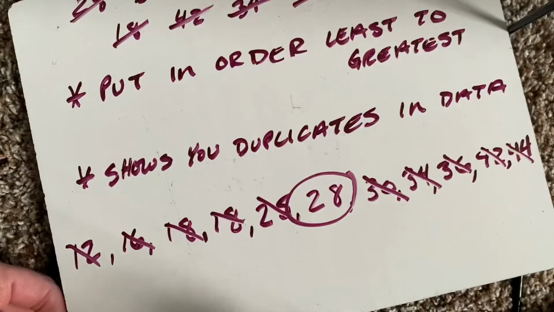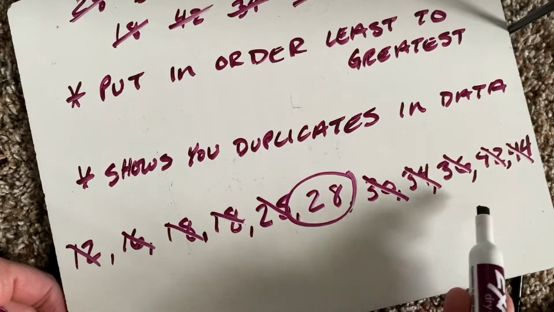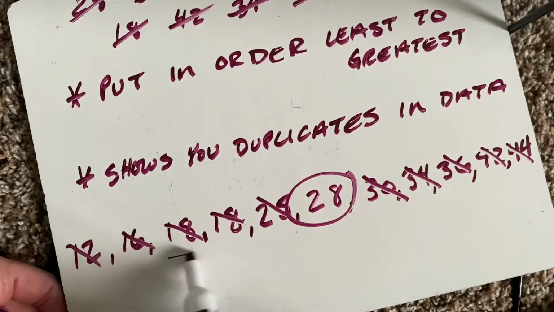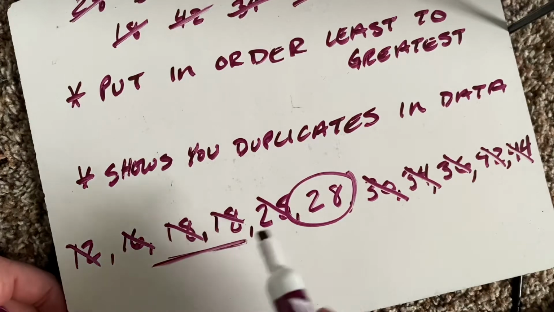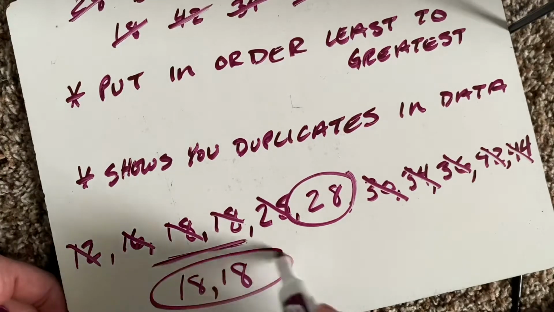So how many of you were able to identify the mode? The mode is the number that happens the most, and you can see here that 18 occurred twice in this set of data. So our mode is 18.